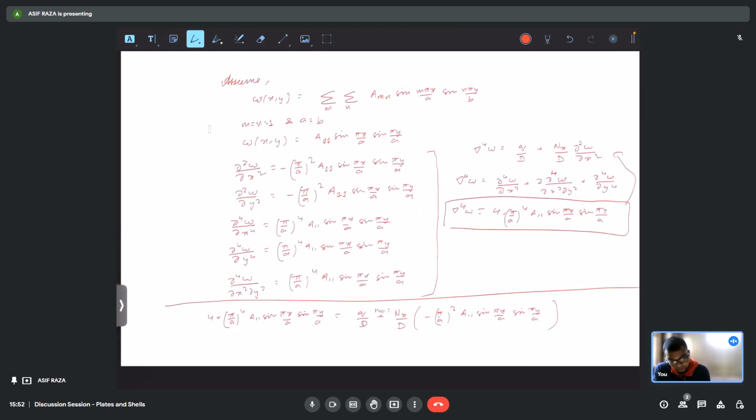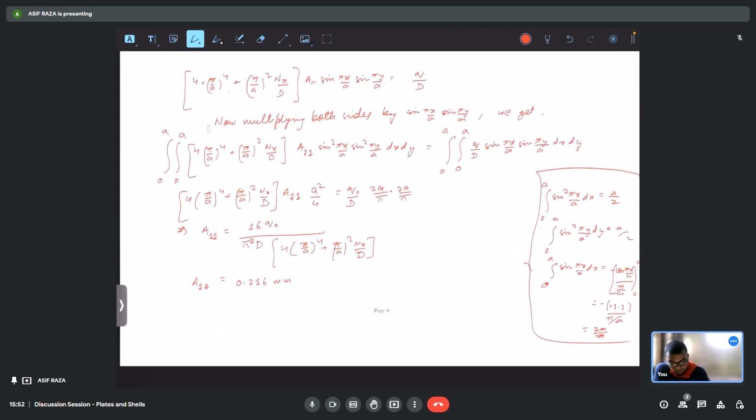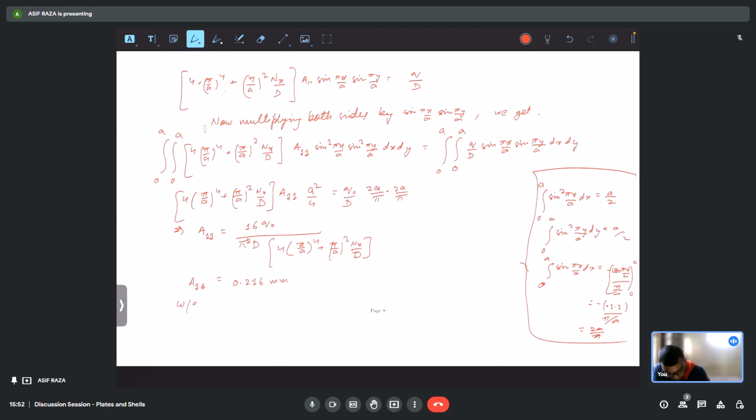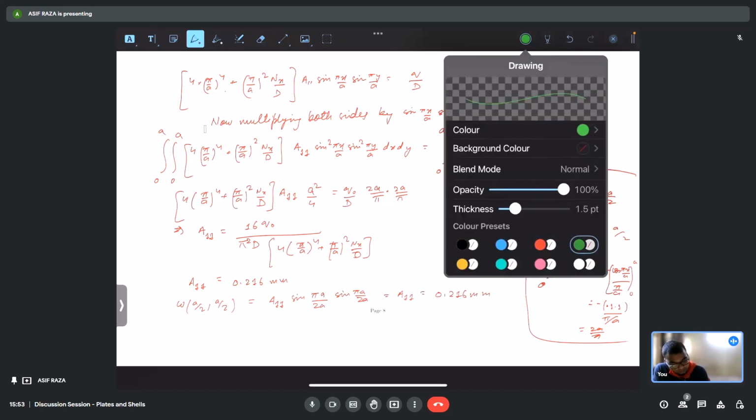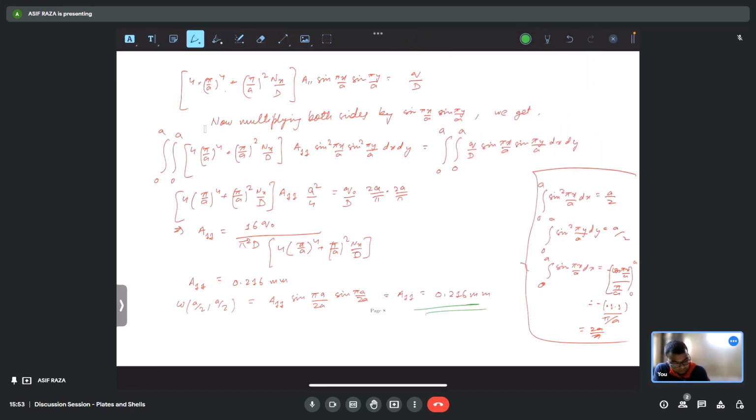So for central deflection we will substitute x equal to a by 2 and y equal to a by 2, and we'll get a11 sin pi a by 2a, and similarly sin pi a by 2a, which is equal to a11, which will give me 0.216 mm. So this is my answer.